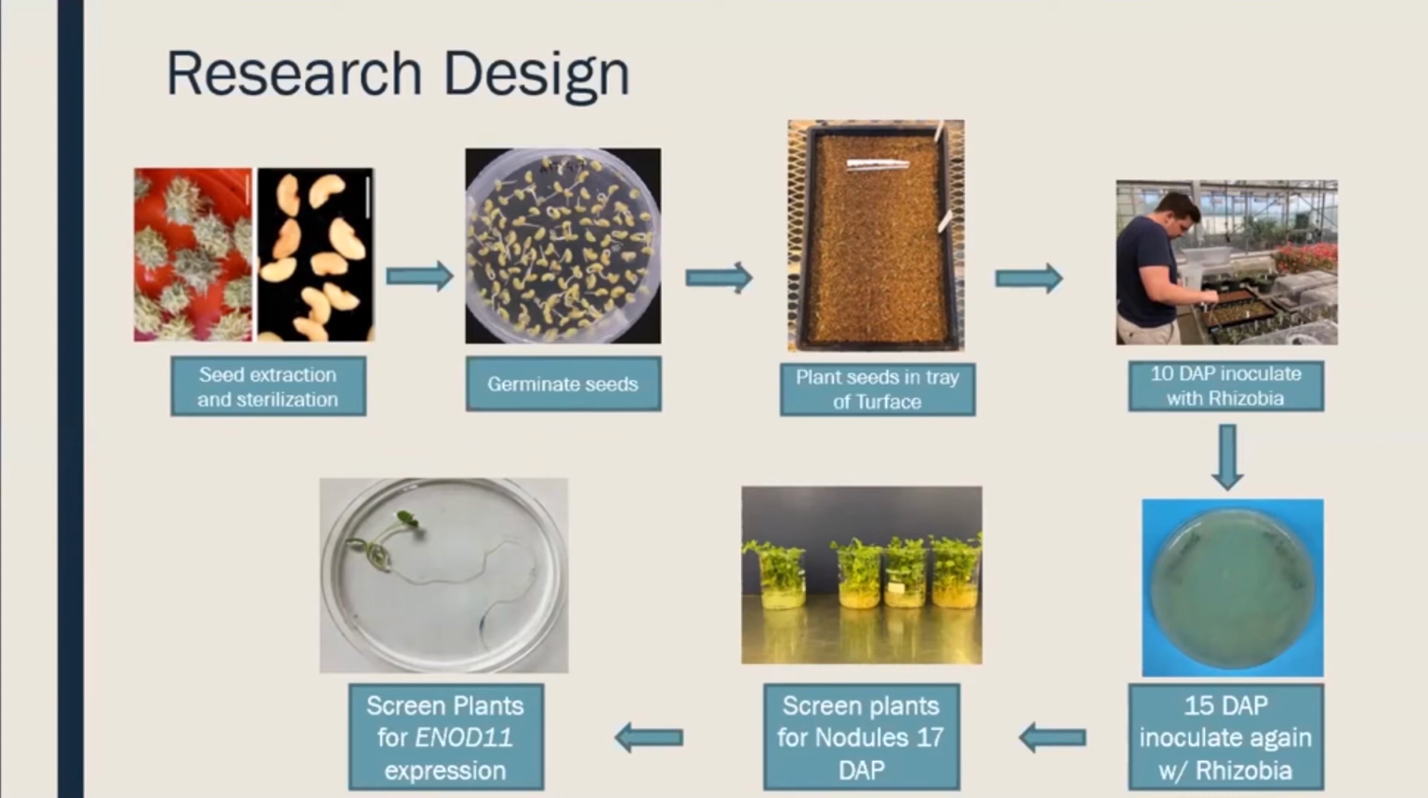Ten days after planting, we inoculate with rhizobia to induce nodulation. And 5 days after that, we inoculate again with rhizobia to target the E011 expression. In total, 17 days after planting, we remove the roots from the tray of turfase and screen both for E011 expression and nodulation as well. And this is done both through a colorimetric assay as well as a nodulation assay.